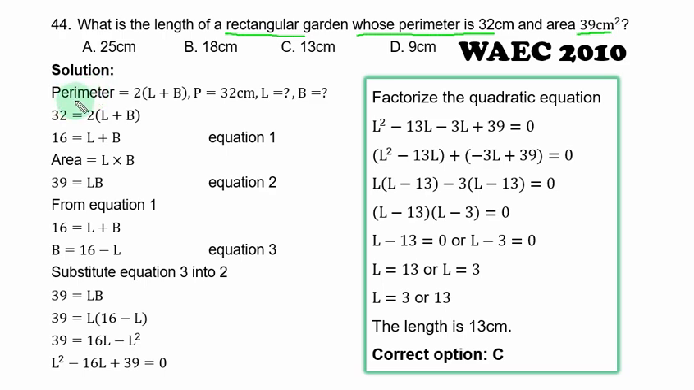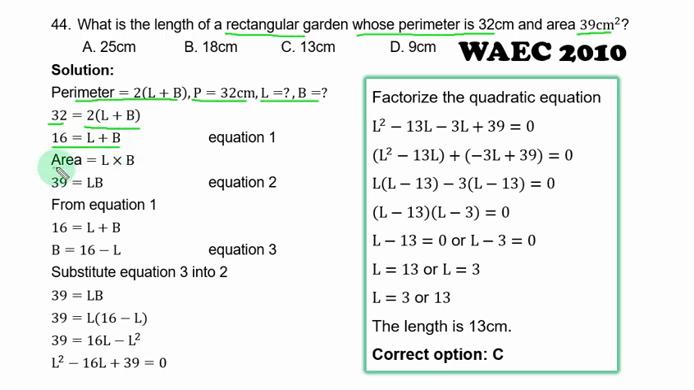Solution. Perimeter is given by this formula and it is 32 cm. From the equation, the length and breadth are unknown, but perimeter P is equal to 32. You equate it to the formula in this form. Divide through by 2. You have 16 equal to length plus breadth. You call that equation 1.